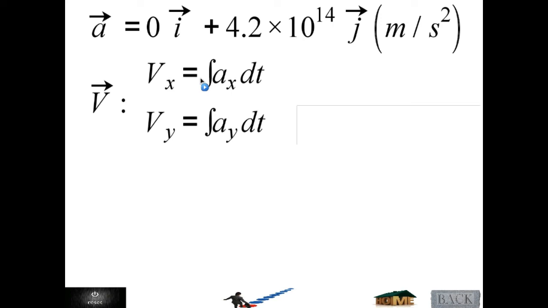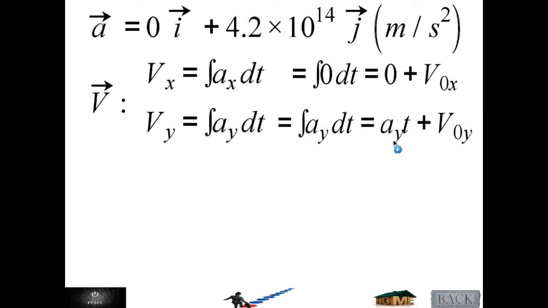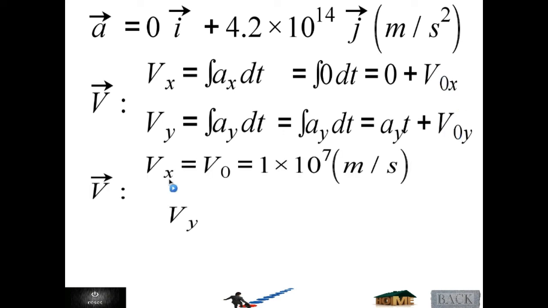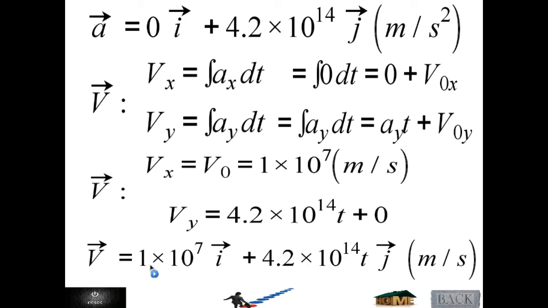Let us plug in ax and ay. Ax is 0, so the integral is 0 plus a constant, which is v0x. And the integral of ay is ayt plus a constant, which is v0y. As we said, the initial velocity is horizontal, so it is equal to v0x, while v0y is 0. So vx equals v0, which is 1 times 10 to the power 7, while vy is 4.2 times 10 to the power 14 t, which is ayt plus 0. And now I can write the expression for the velocity: 1 times 10 to the power 7 i plus 4.2 times 10 to the power 14 t j meter per second.